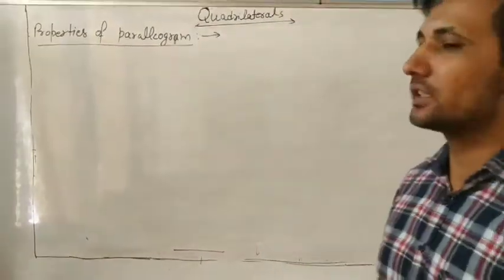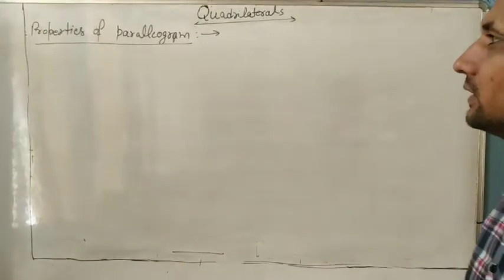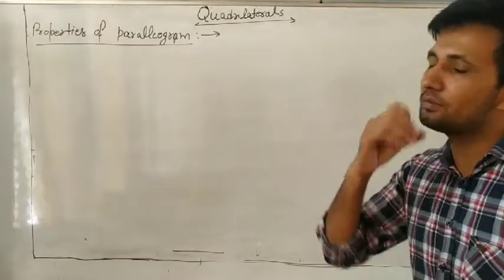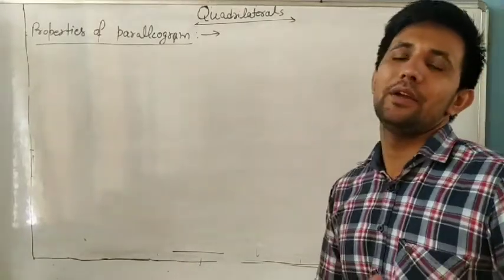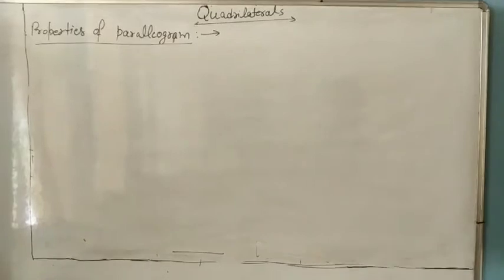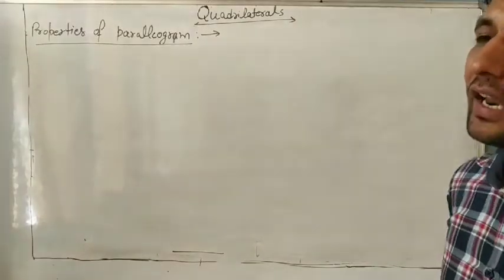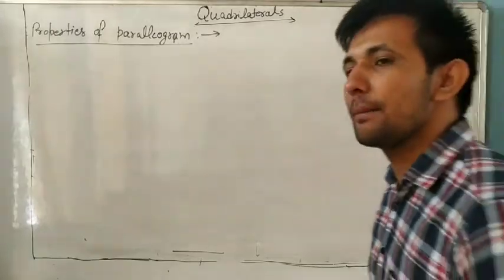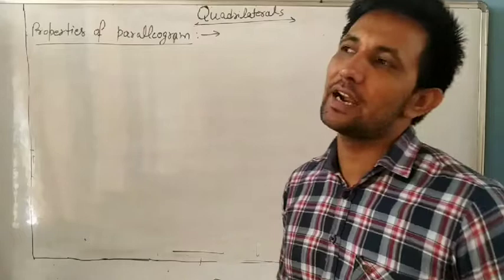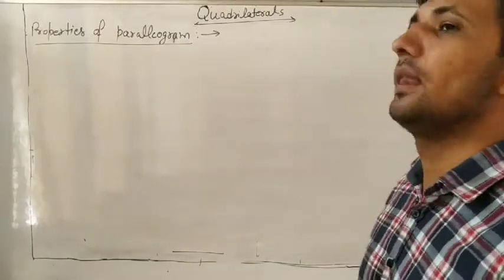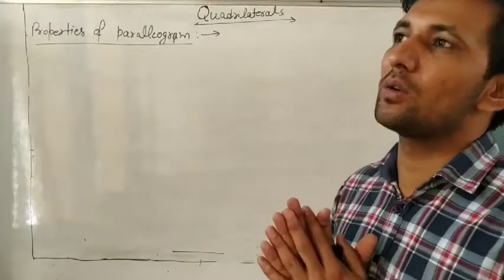Yesterday we already discussed different types of quadrilateral and their properties. There are five main types of quadrilateral: parallelogram, rectangle, square, rhombus and trapezium. First is parallelogram. Yesterday we discussed what a parallelogram is. A parallelogram is a quadrilateral whose opposite sides are equal and parallel. Understand? Now we will discuss some properties of parallelogram.